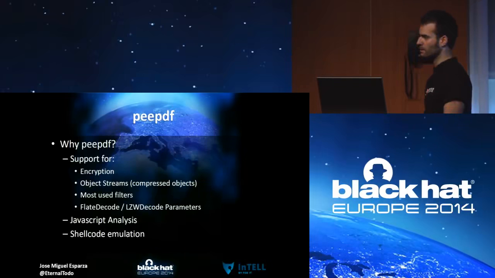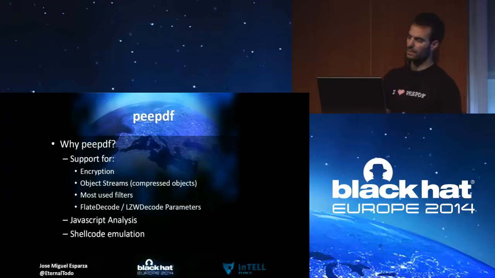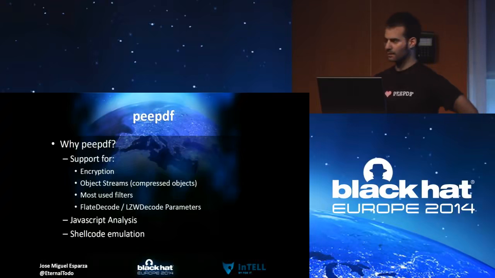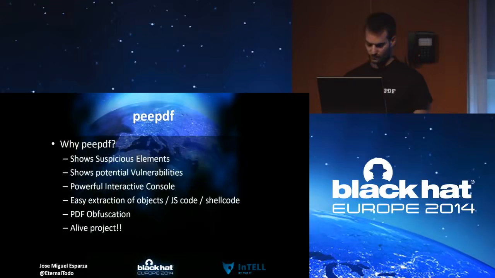It includes JavaScript emulation, shellcode emulation with PyLibemu, JavaScript analysis with PyV8, and it can check the object streams objects that are compressed inside the PDF file. It can check strings with parameters in the filters, that is something that you can use also to obfuscate the files. So it contains a lot of things. Also, it supports encryption.